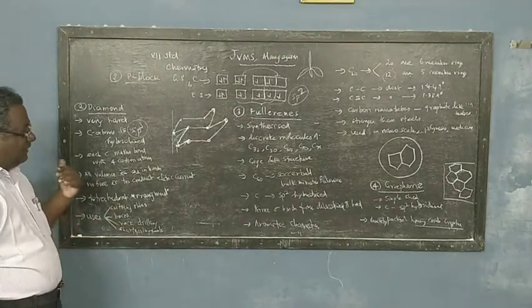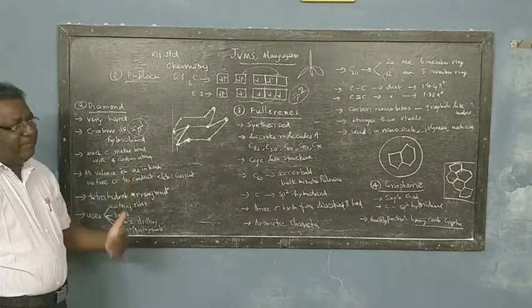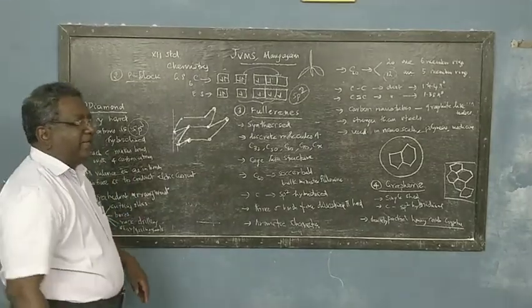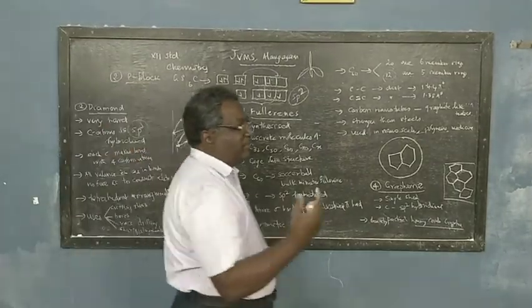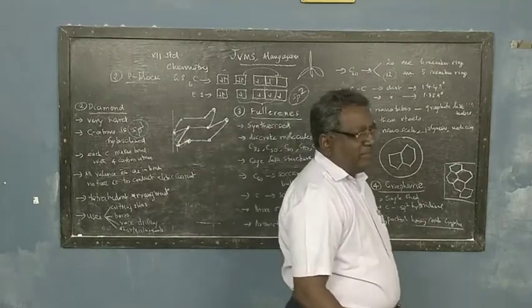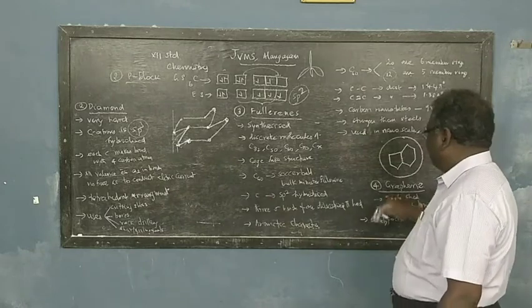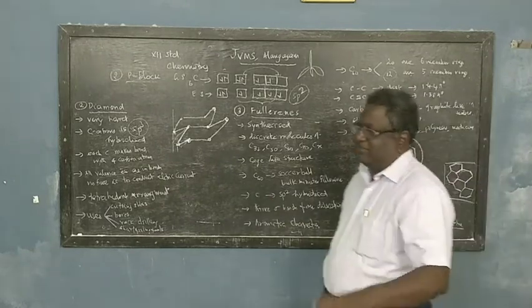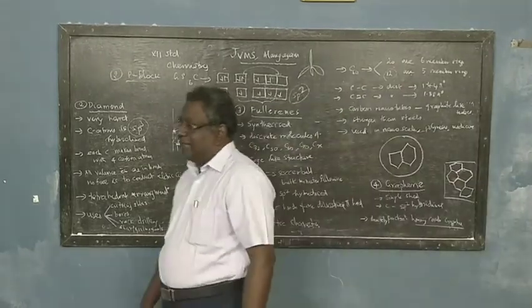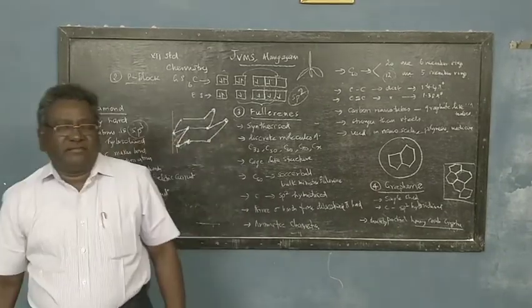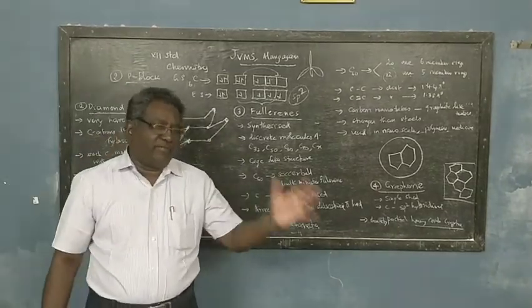First is graphite. Between graphite and diamond, you should be able to make a table of the differences. Maybe for fullerenes, they'll ask separately about the study of that. And after that, we have graphene. Only a small amount of information on graphene is given in the book. So these are the 4 allotropic forms of carbon.